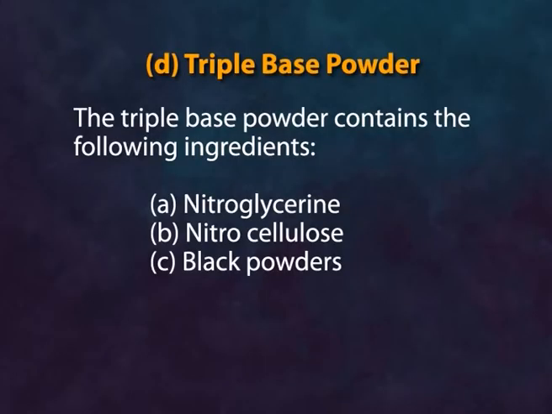The fourth type is the triple base powder. The triple base powder contains ingredients such as nitroglycerine, nitrocellulose and black powders. The percentages of the various constituents vary, but do not offer any special advantage, hence they are seldom used.